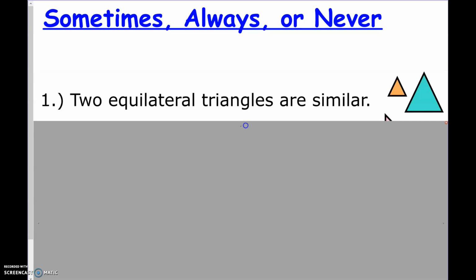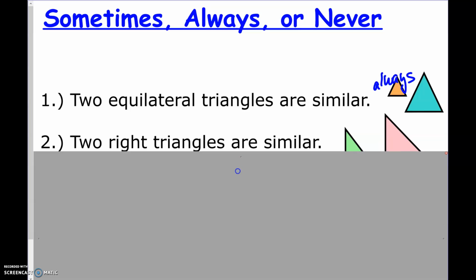All right, sometimes, always, nevers here. Is this statement sometimes true, always true, or never true? Two equilateral triangles. Two equilateral triangles will always be similar. They're the same shape, and their sides are always going to be in the same ratio.